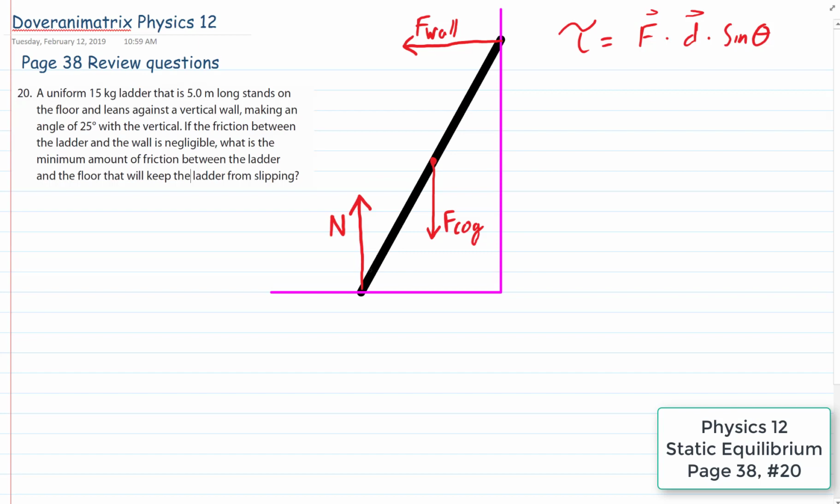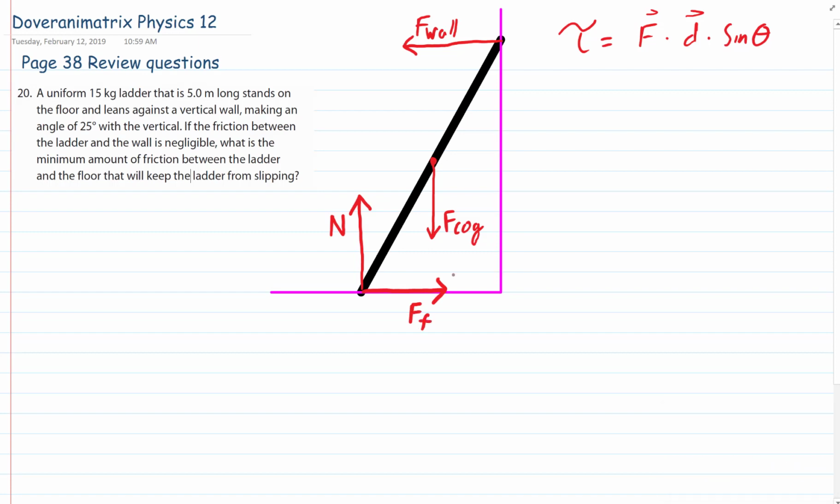Well, this ladder wants to slide out. How do you know? Well, it has a force pushing on it, F wall. So there's a force pushing that way, and if there's no resistance to it, it will slide out and it'll fall down the wall. So there is a frictional force along the floor, perpendicular to that normal force.